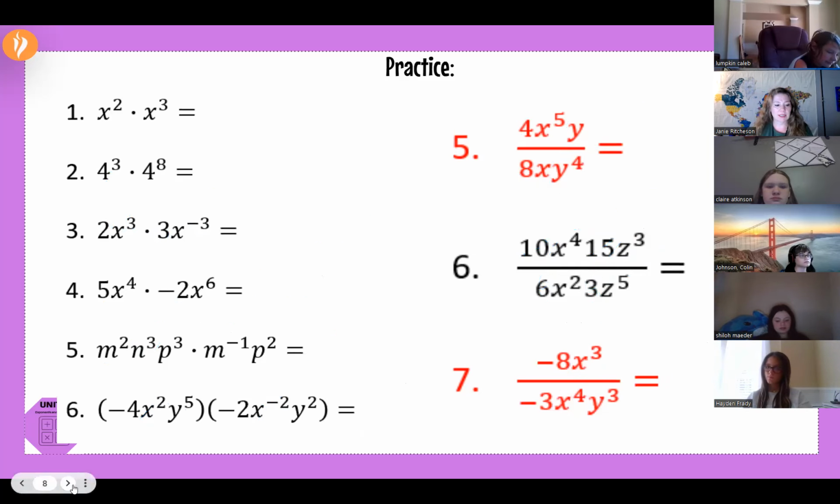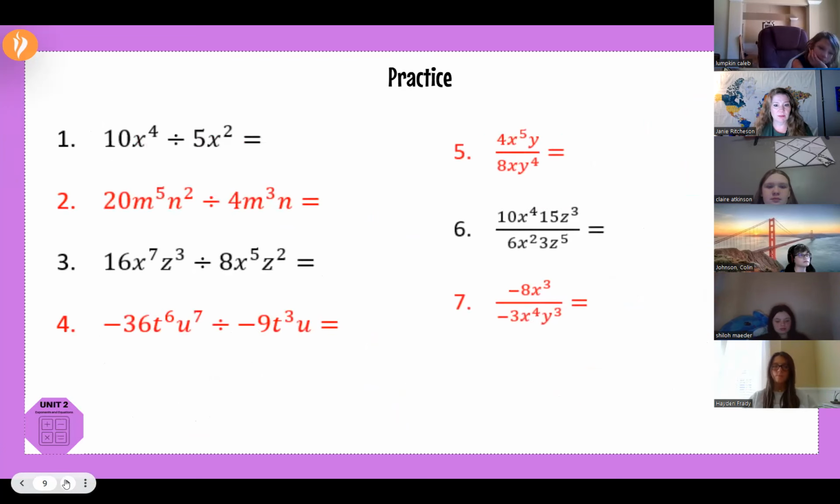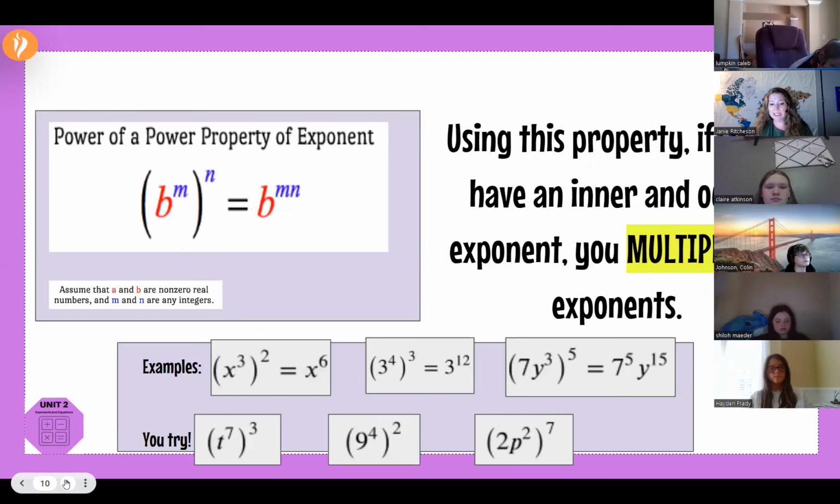Perfect. We already did those. Moving on. All right, so the last rule I need to talk to you about, there should only be one more rule on your graphic organizer. Is that true? Who printed it out and is writing on it? Hayden, do we only have one more space on our graphic organizer? How many spaces we got? Yes, okay. So the last rule we haven't gone over is called the power to power of a power property.